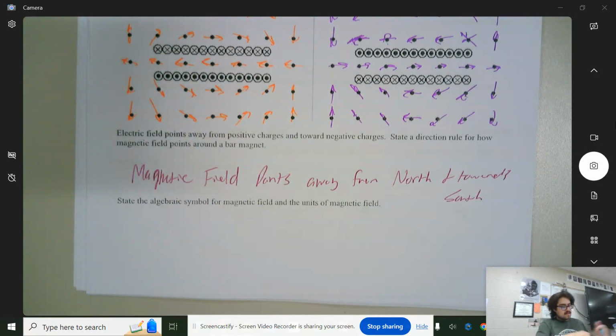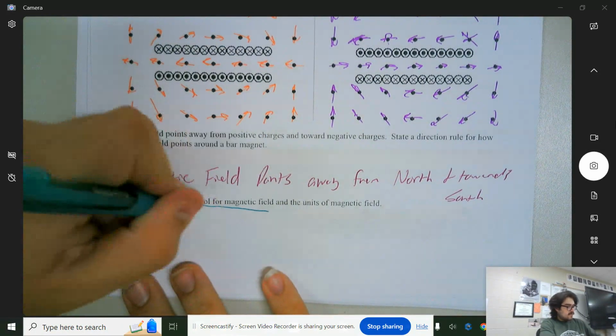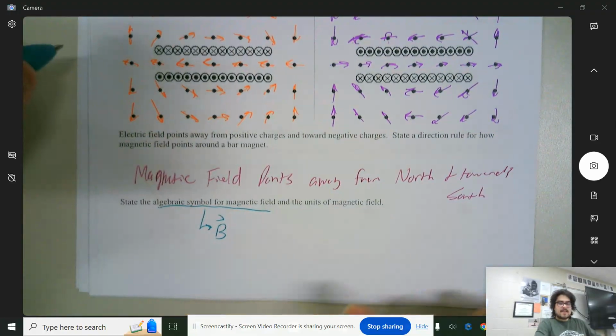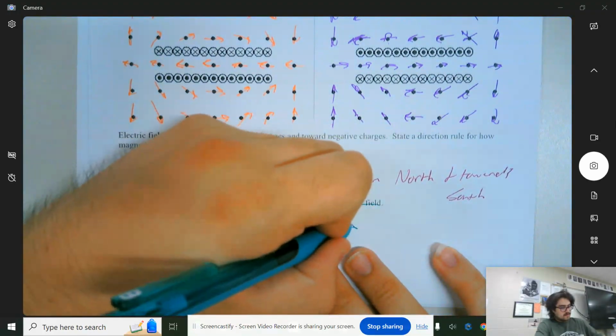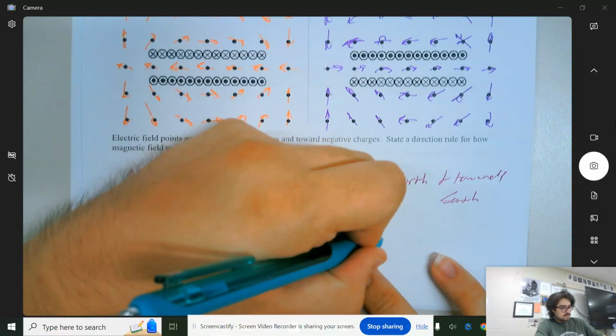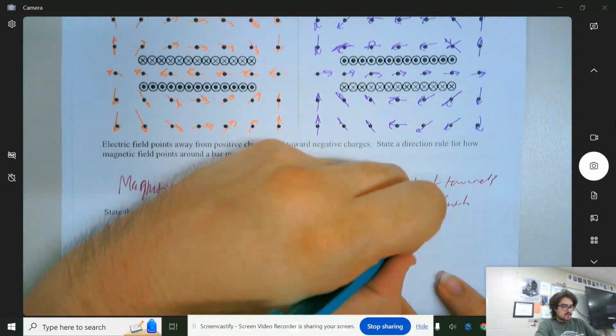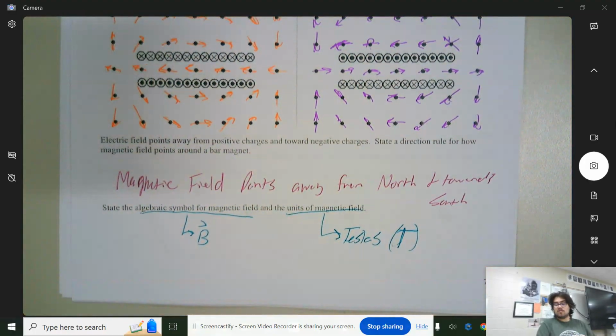And then finally, the algebraic symbol for magnetic field, we kind of already did this a little bit. We called it B, okay? In the previous video, we called it B. And then the units for magnetic field are a unit called Teslas, okay? Not like the car, okay? These ones you can actually submerge in water and it should still work, okay?